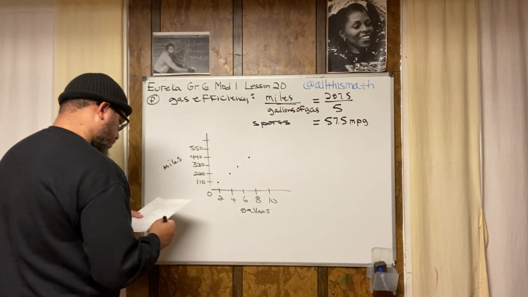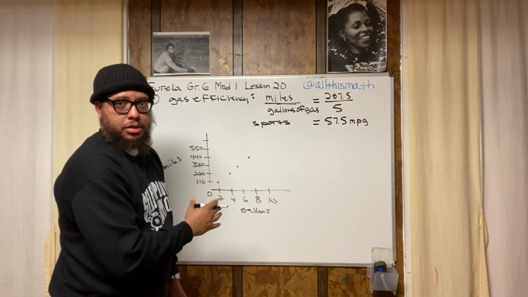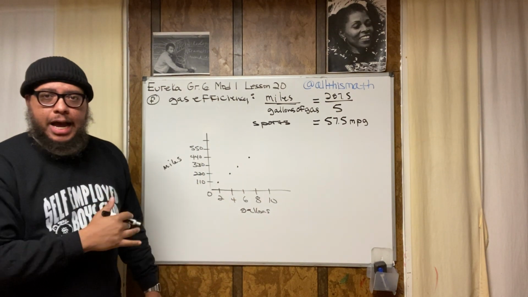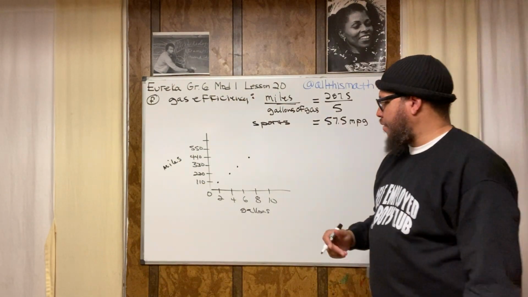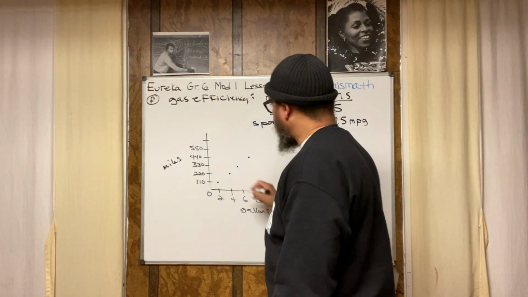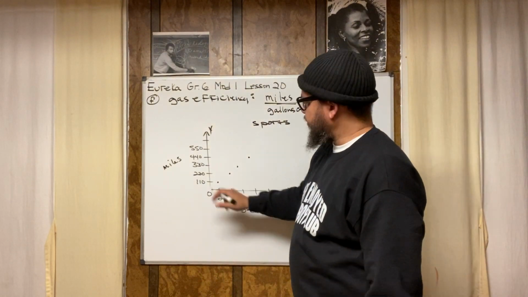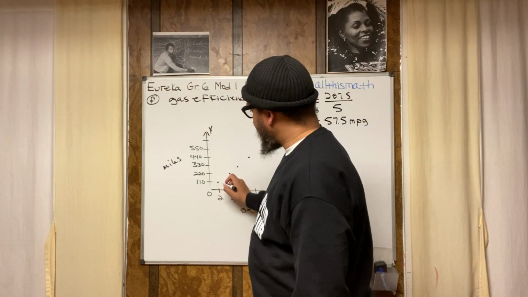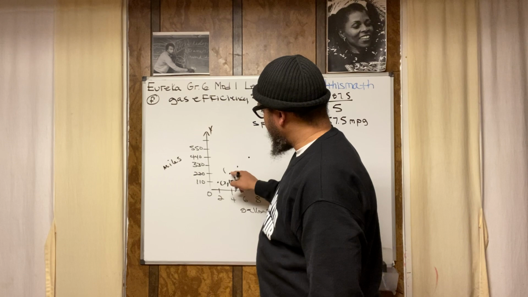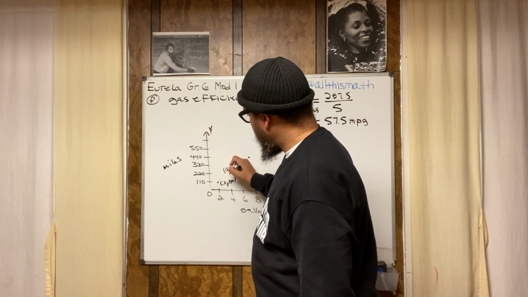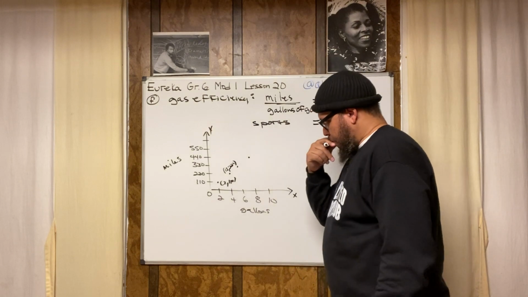All right. Now, these dots are coordinates. Each of these dots has an X value and a Y value. This would be your X axis. This would be the Y axis. So this dot has a value of 2 and 110. This dot has a value of 4 and 220. And so on and so forth, right?